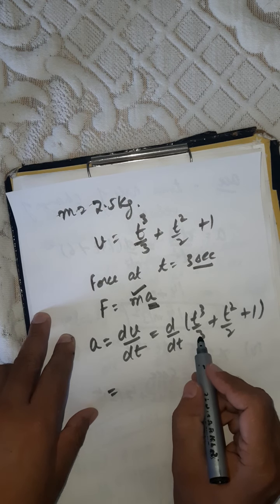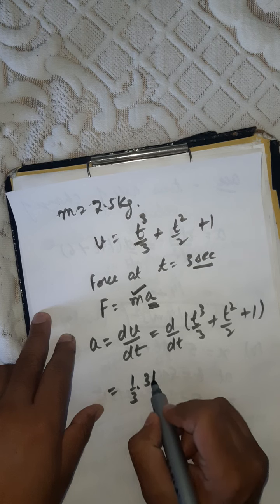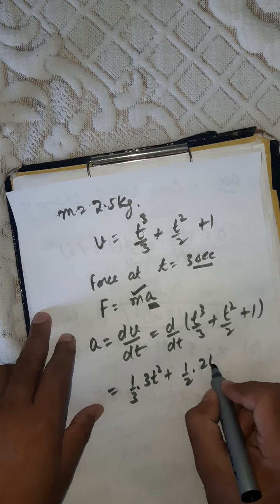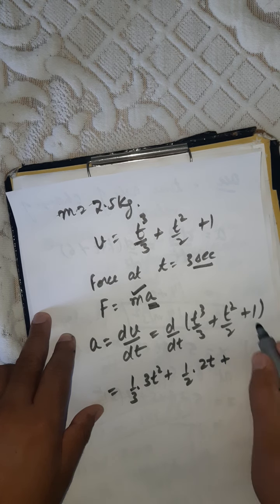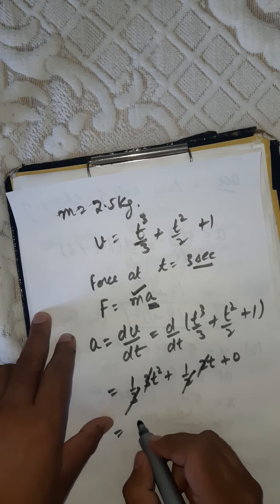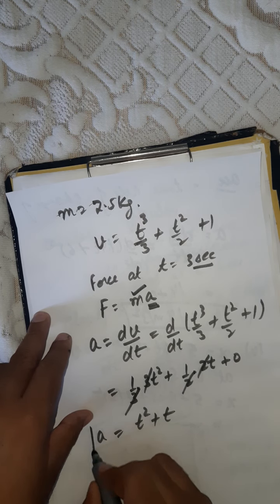Okay. So take the derivative of this. So it is 1 over 3, a constant. It becomes 3t square. Plus 1 by 2, a constant. It becomes 2t. Plus a constant, whose derivative is 0. We can cancel this. We can cancel this. So it is t square plus t. So this is my acceleration.